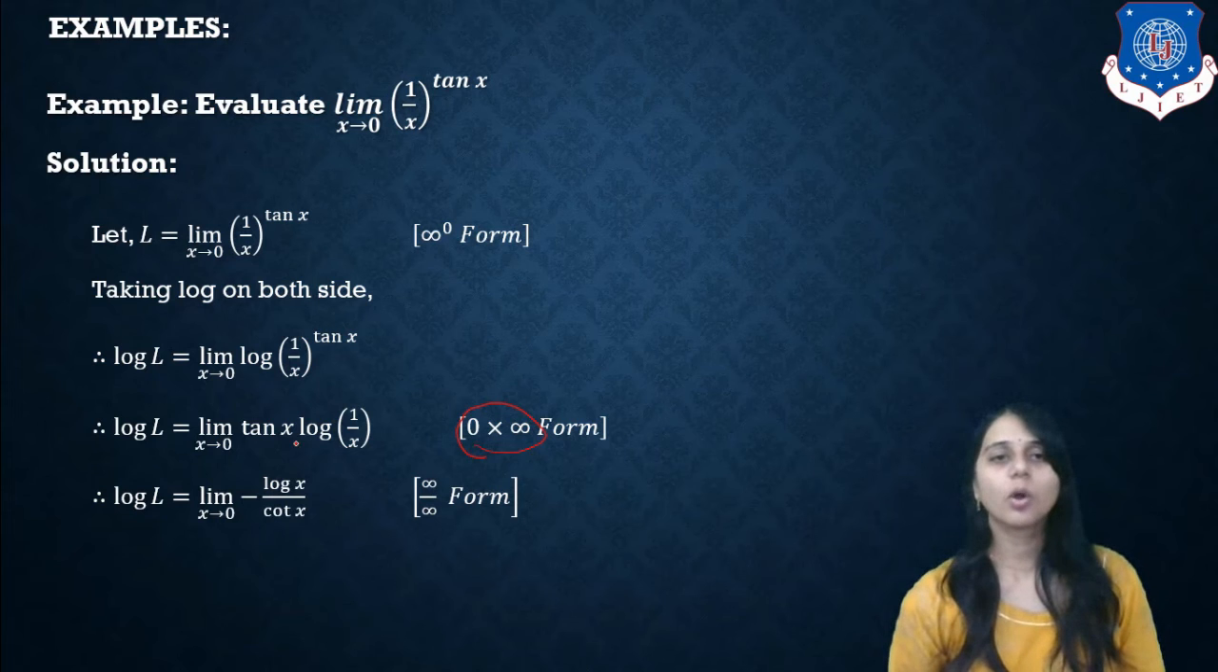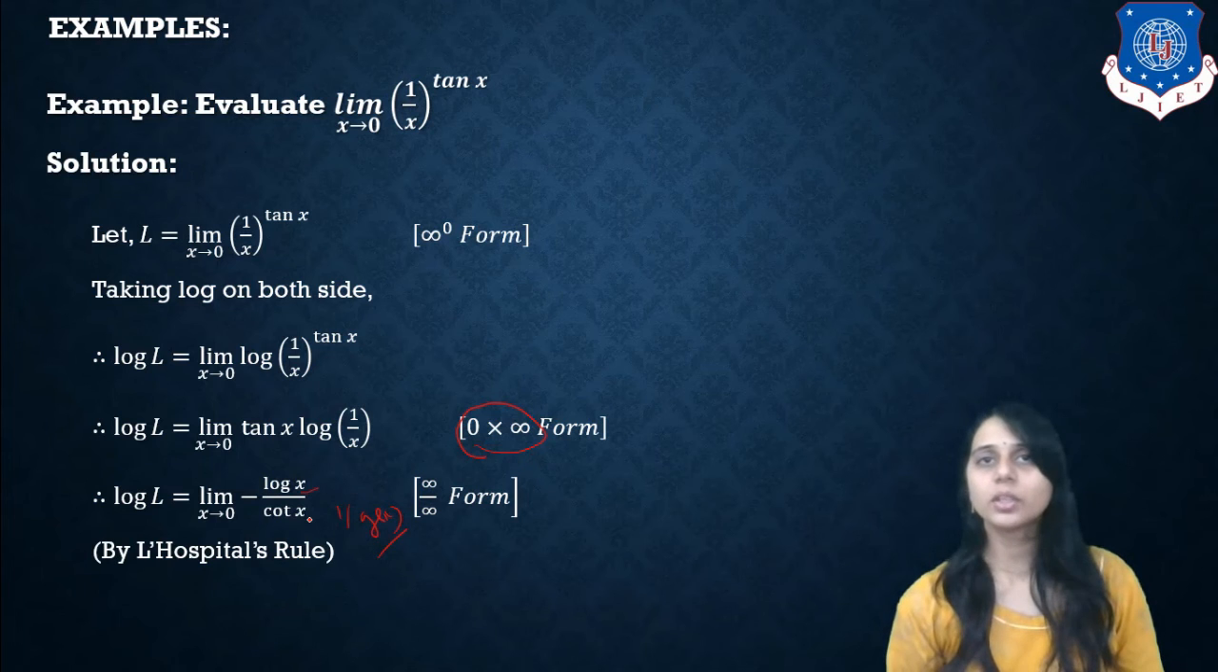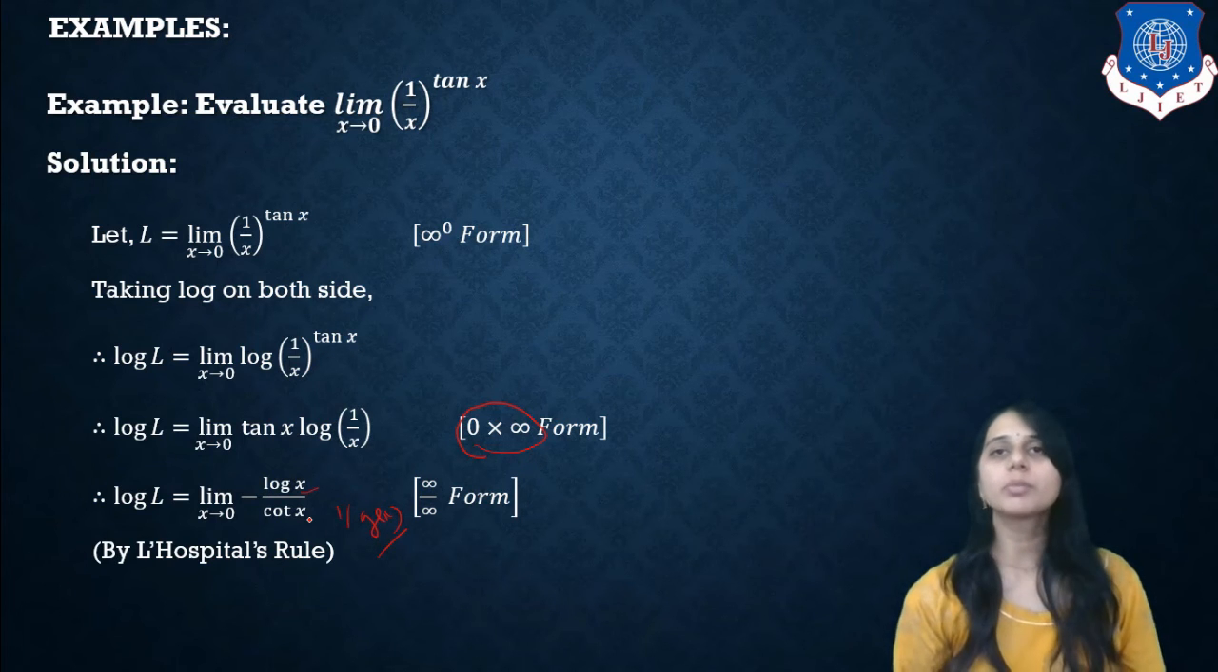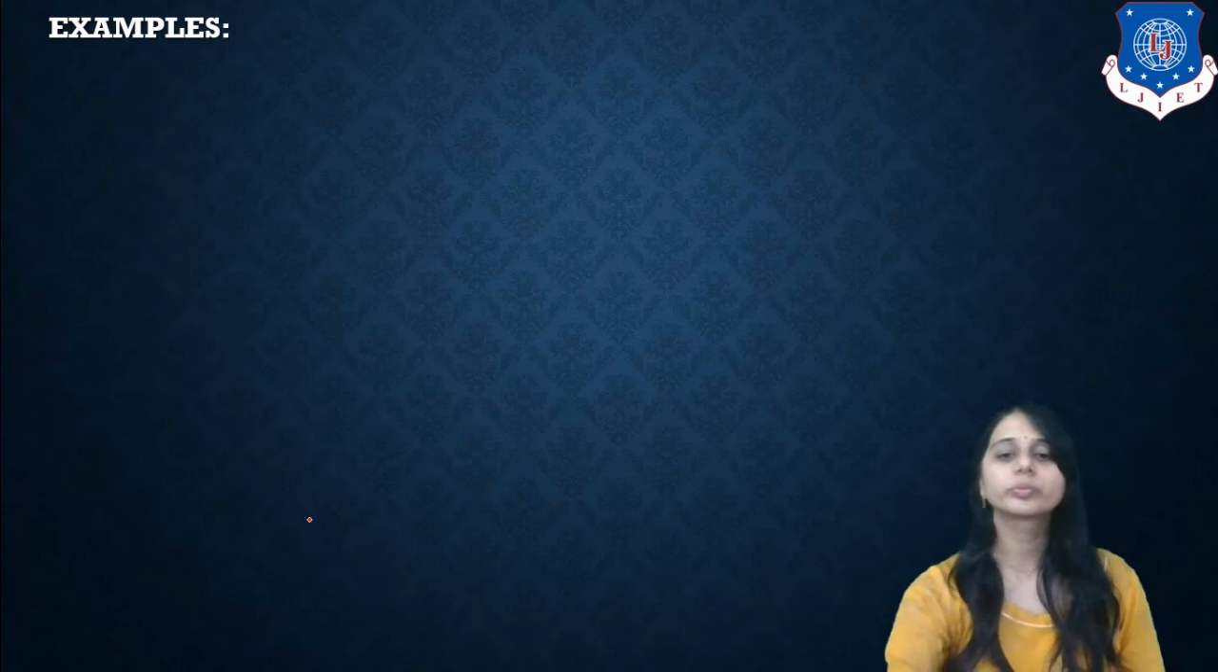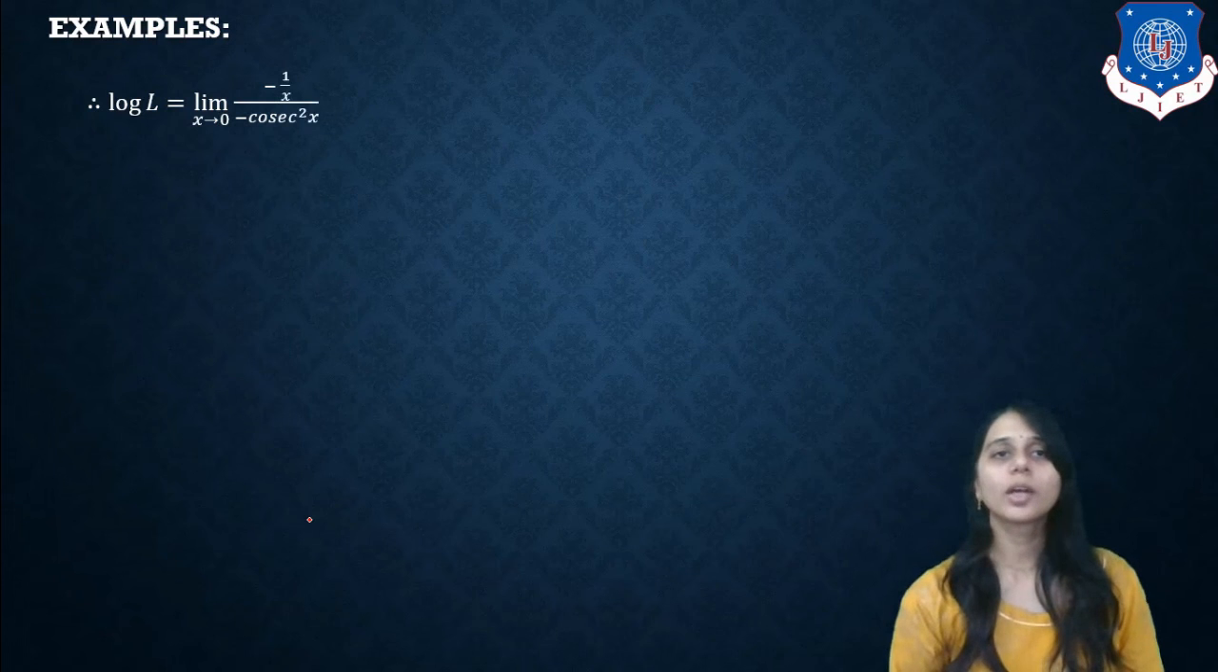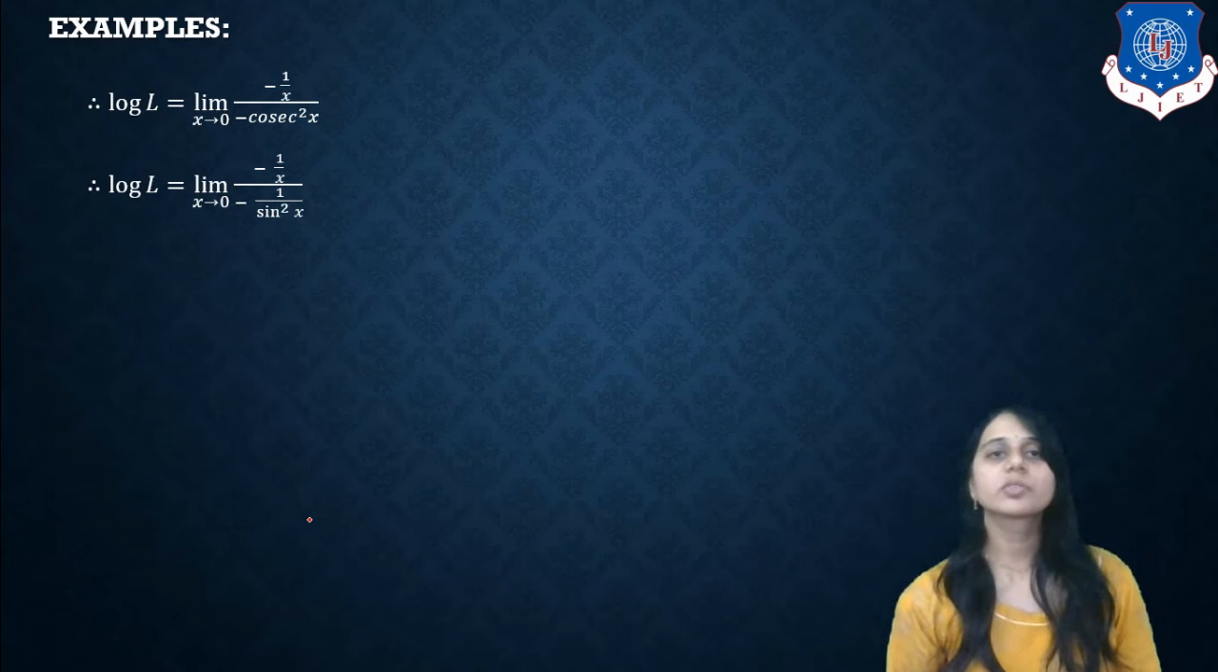So we get log L as the limit as x tends to 0. For the log(1/x), we take it as log x, and for 10x, that means 1 upon g of x, the formation gives cot x. So it is an infinity by infinity form. Now using L'Hopital's rule, log L equals the limit as x tends to 0 of (minus 1 by x) upon (minus 1 upon sin square x).